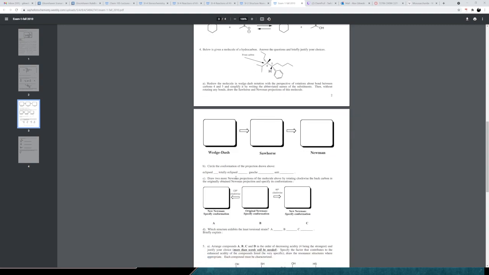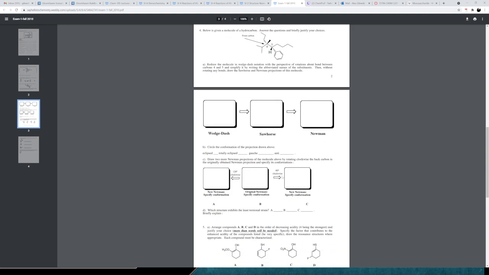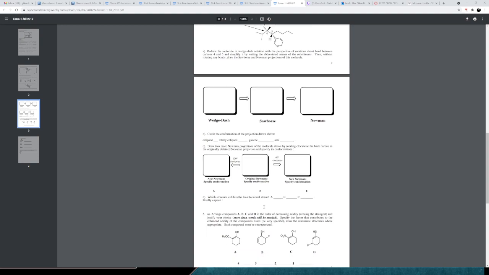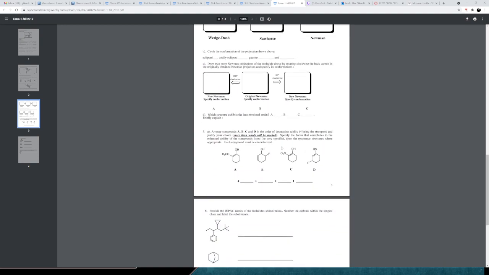You can say, okay, well, which way did you draw it? Did you decide to draw it eclipsed, syn-eclipsed, gauche, anti? Let's draw some more Newman conformations. Whatever you happened to draw here, let's rotate it in certain degrees and see what happens. Let's talk about what has the least strain, which was the closest one to anti. Talk about which one's more acidic, comparing these things.